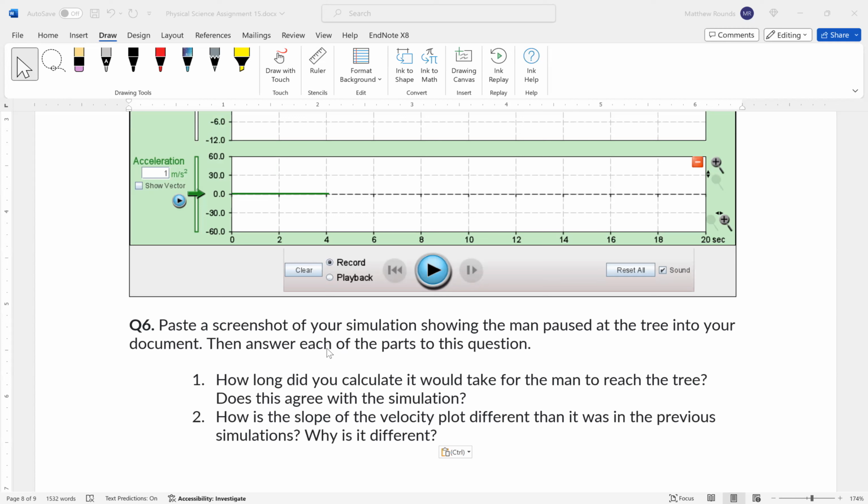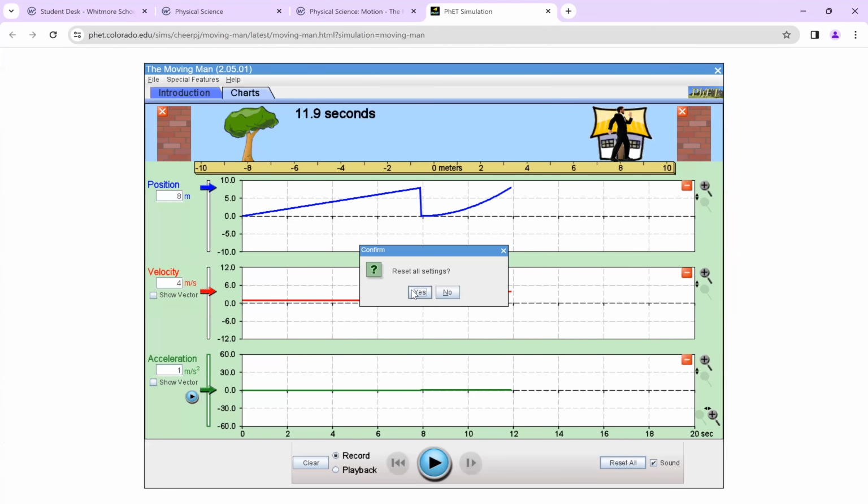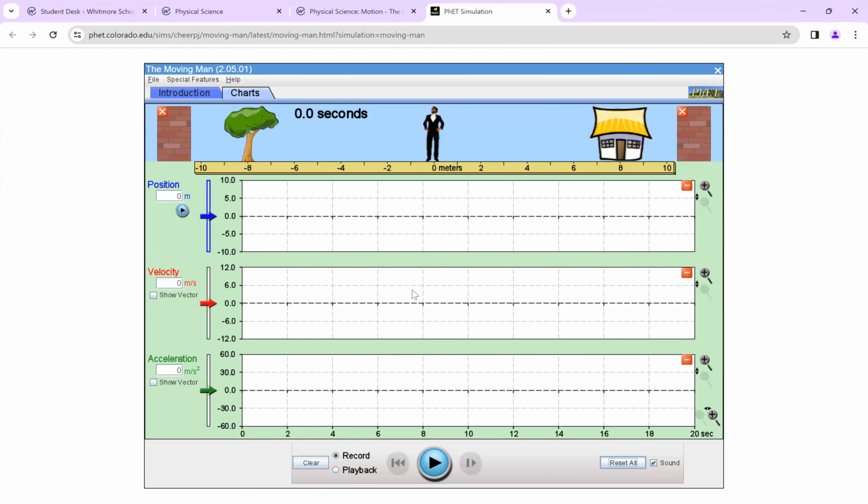We're going to go back to the simulation. This is a little weird. All right, here we go. I'm going to reset everything. All right, let me just read it one more time. It says, if our man starts at the origin and walks at the speed of 2 meters per second, so he's got to go left this time.